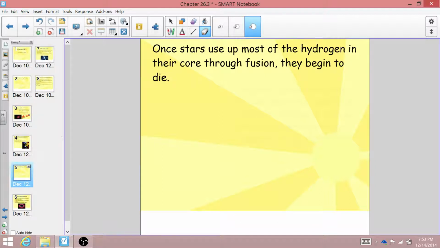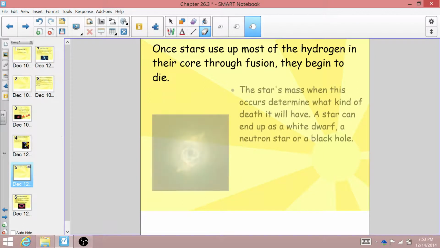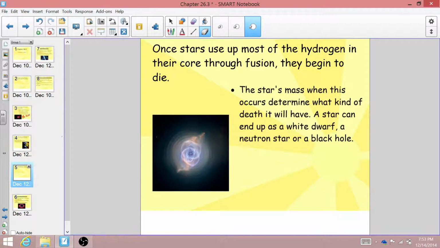Now, like I said, once stars use up most of their hydrogen in their core, they can't go through the process of fusion as much anymore, and they begin to die. And the type of death really depends on the star's mass when this occurs. A star can either end up as a white dwarf, like I just said, as a neutron star, which is a pretty strange thing, or a black hole.